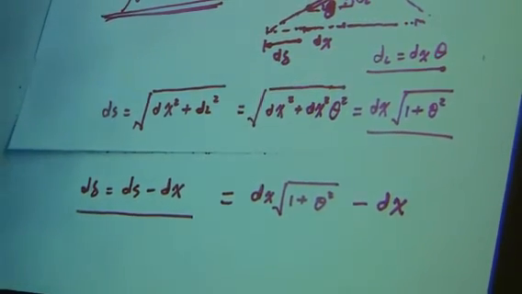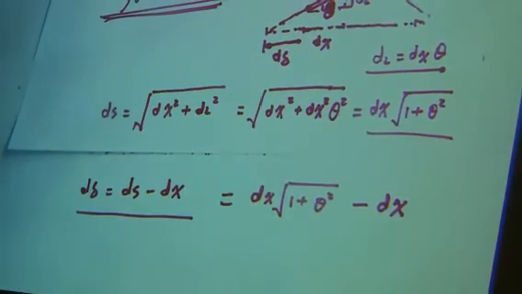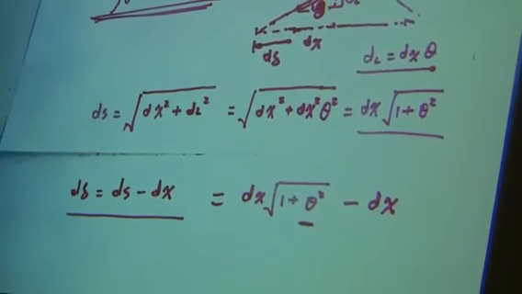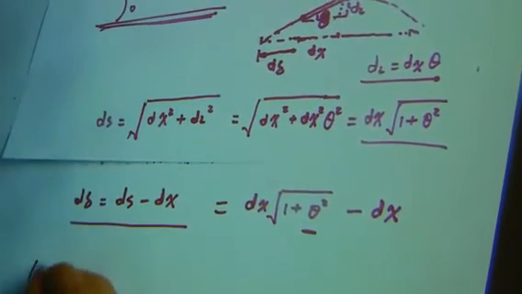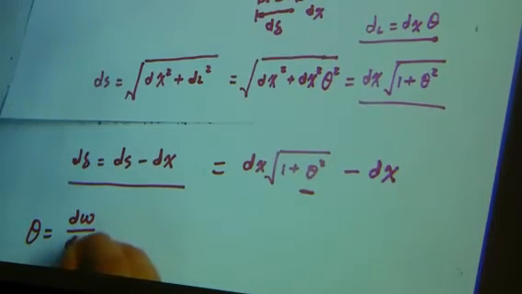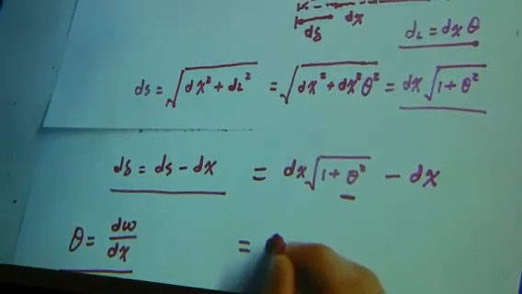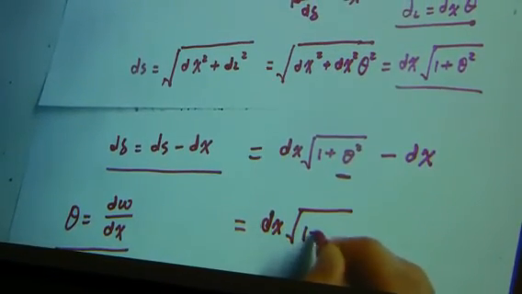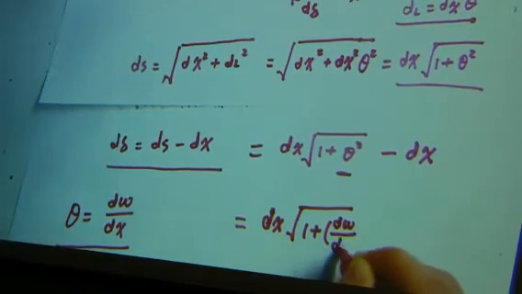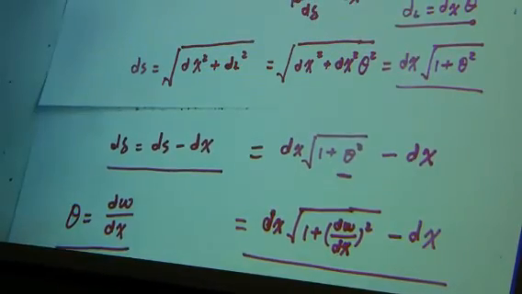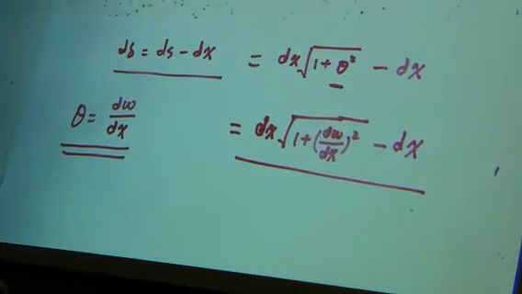We still didn't get the relation between d delta and w yet, but we are almost there, because theta is the rotation of the column. Rotation is related to the first derivative of the deflection. Okay? So theta is equal to dw/dx. If you use this equation, it can be written as dx times the square root of 1 plus (dw/dx) squared, minus dx. I converted the rotation to a term related to the first derivative of the deflection.